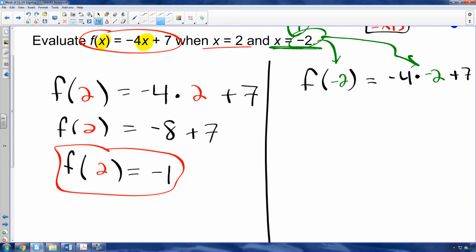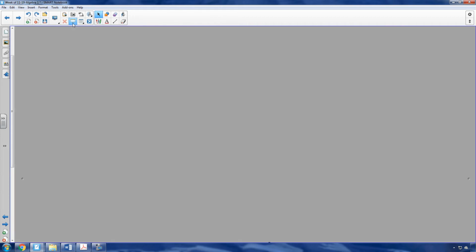And now, do we pay attention to the left side at all? No, we don't pay attention to the left side at all. All we pay attention to is the right side.